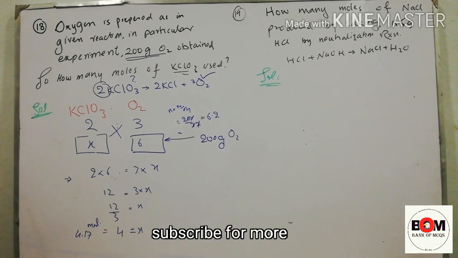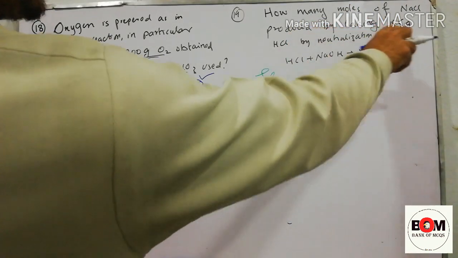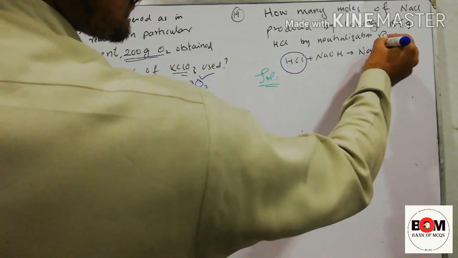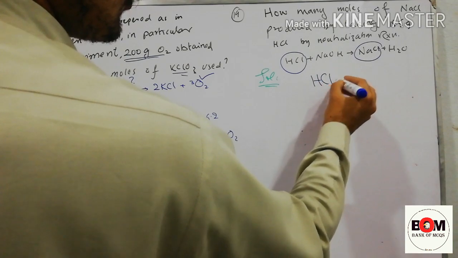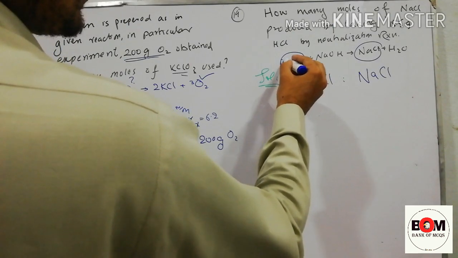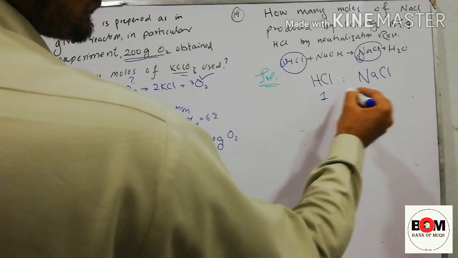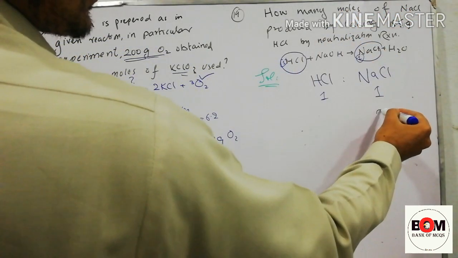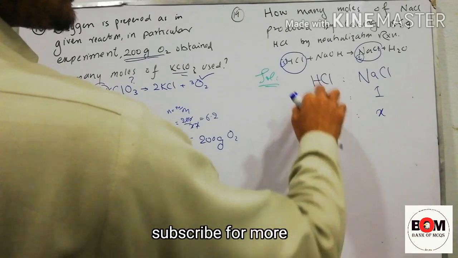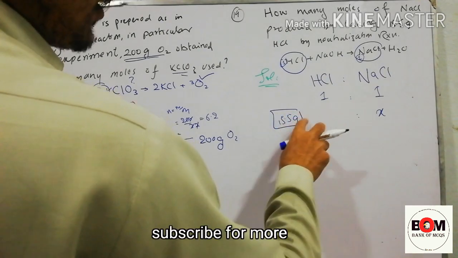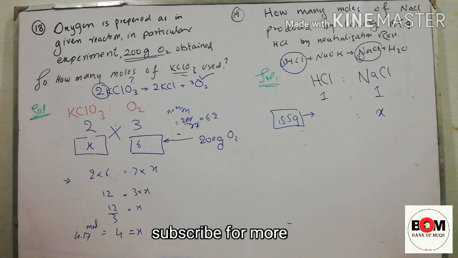The next MCQ is: how many moles of NaCl are produced by taking 15.5 gram of HCl? They have given HCl and asked for NaCl. The first step is to select two substances: we select HCl and NaCl. Now put the equation values: 1 mole HCl reacts and forms 1 mole NaCl. They have asked how many moles of NaCl are produced, so NaCl produced is x, which we will find, and the given HCl is 15.5 gram. Instead of mole they have given us 15.5 gram HCl.